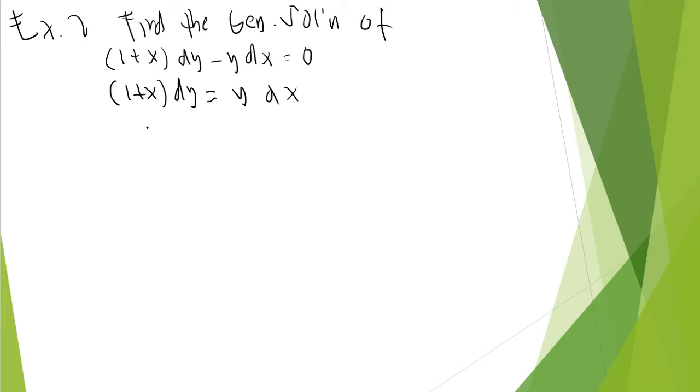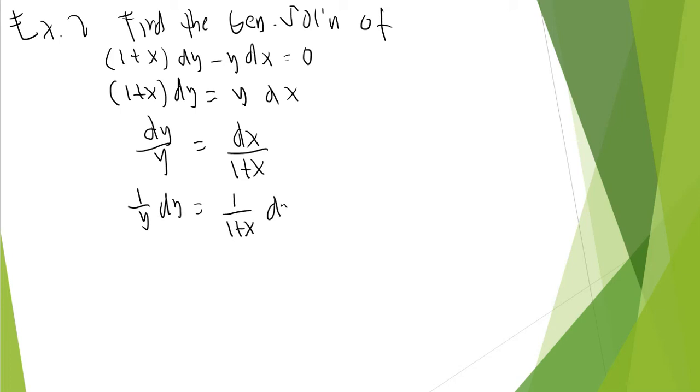Okay. On the left side, we divide both sides by y, so it becomes dy over y. On the right, we divide both sides by 1 + x, so it becomes dx over 1 + x. Or we can also write it like this: 1 over y dy is equal to 1 over (1 + x) dx.